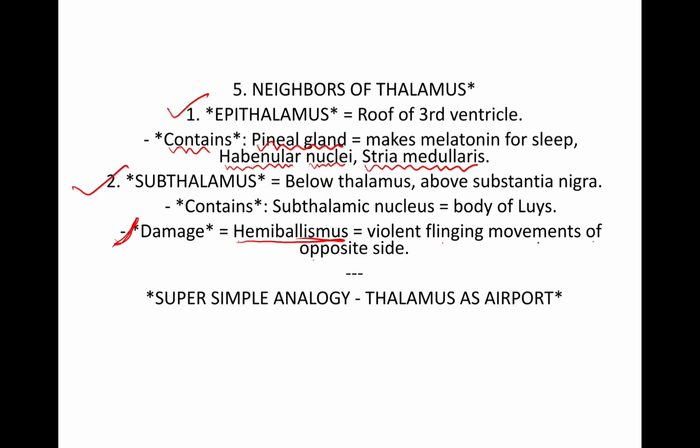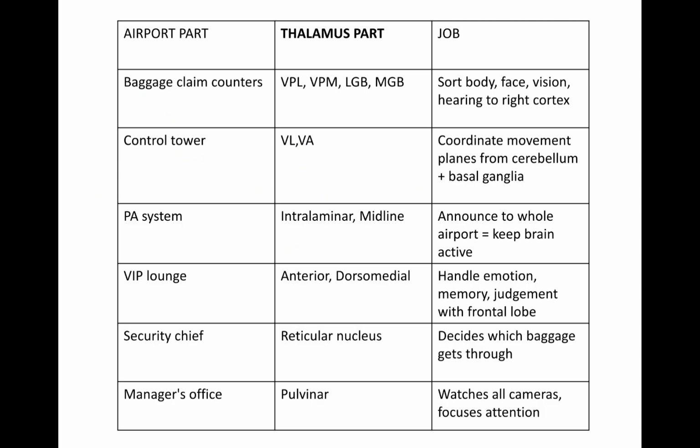If at all you want to remember the thalamus as an airport, what are the functions happening here? If the thalamus is an airport, then the baggage claim counters are the VPL, VPM, LGB and MGB. What is their job? Baggage claim means sorting all the baggage, right? So the job here is sorting body, face, vision and hearing to the right cortex. It is all sorting there.